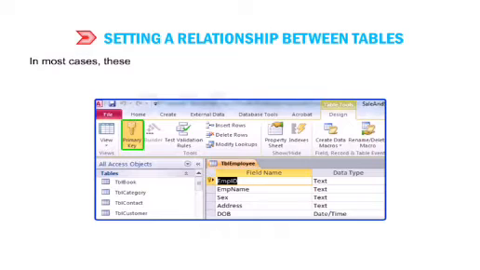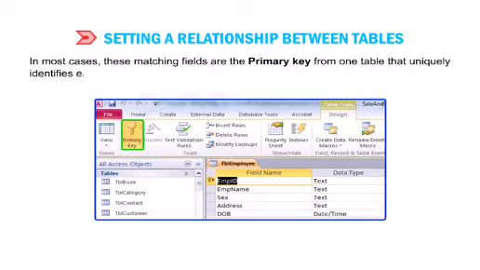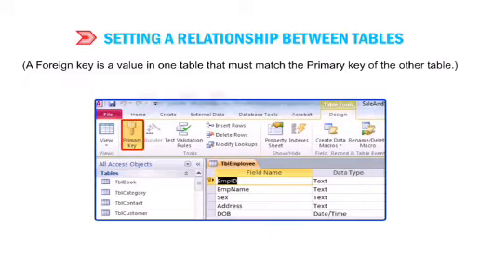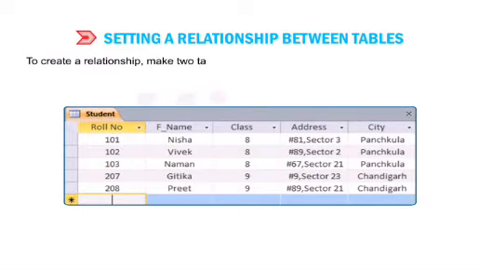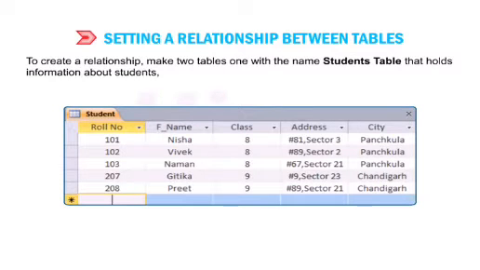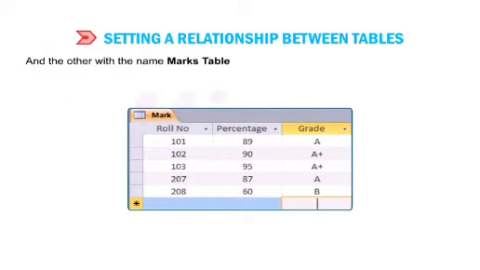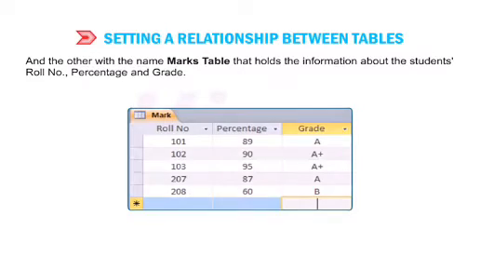In most cases, these matching fields are the primary key from one table that uniquely identifies each record in a table and a foreign key in the other table. A foreign key is a value in one table that must match the primary key of the other table. To create a relationship, make 2 tables, one with the name students table that holds information about students such as their roll number, first name, class, address, and city. And the other with the name marks table that holds the information about the student's roll number, percentage, and grade.